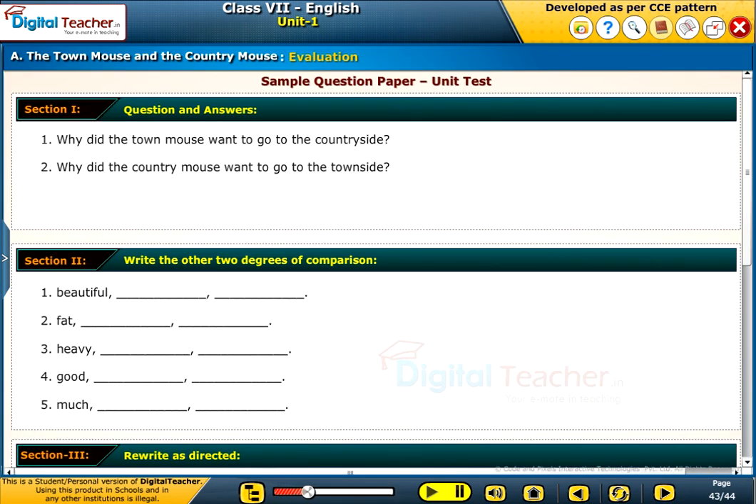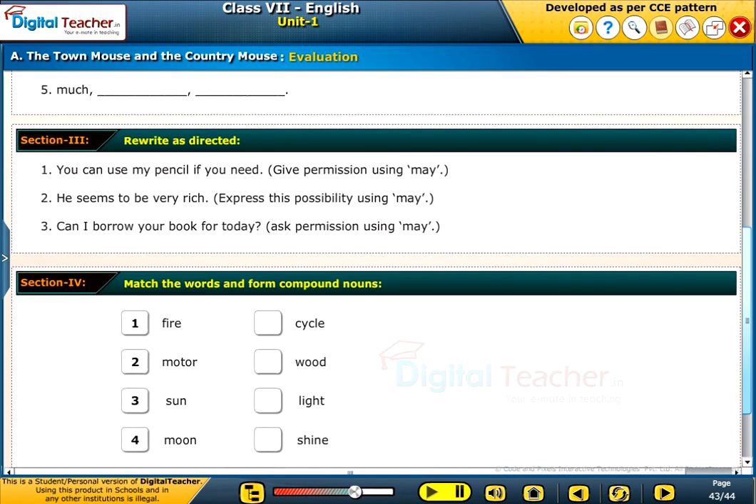Check your understanding of the lesson by taking up the mock unit test.